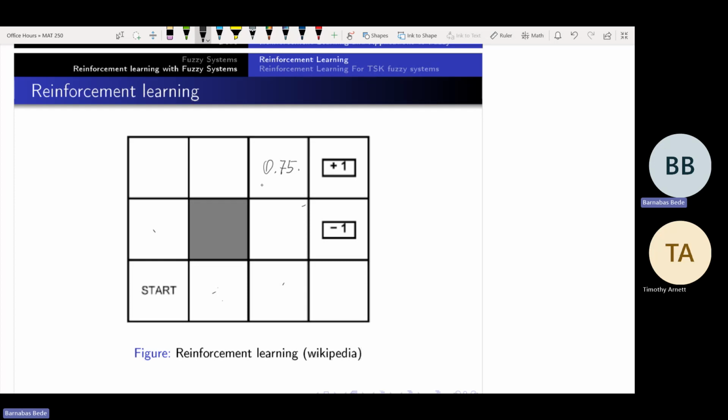So the expected future reward starting from this cell is going to be recorded here. That's going to be the value function. And let's suppose that we have something like this. This way we have different values.